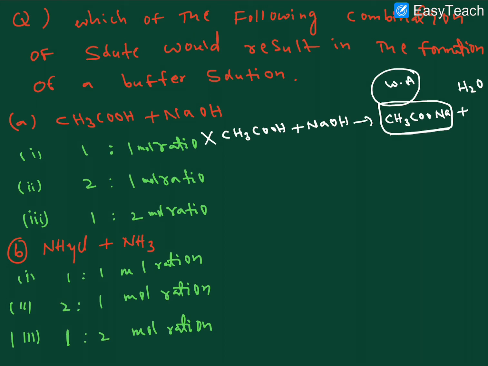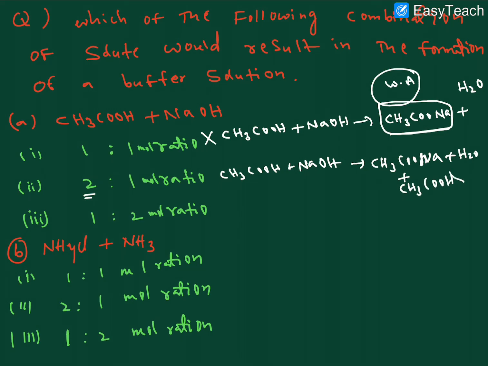And next one here, one acetic acid reacts with the NaOH to form sodium acetate. So still one more acetic acid is there. This is sodium acetate plus water. So still here one more acetic acid, CH3COOH, is there. So this is acting as a buffer solution.